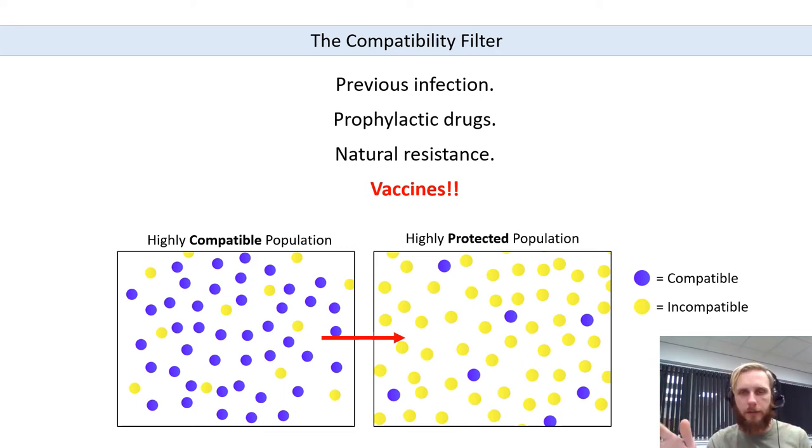Again, that's how vaccines should work. They close this compatibility filter. It's a very effective strategy. The reason why we didn't do it straight away to prevent the spread of SARS coronavirus 2 is because, as I'm 100% sure you know, we simply didn't have a vaccine. Now we do have a vaccine. We have many vaccines in different stages of development. So hopefully we'll be able to close this compatibility filter.